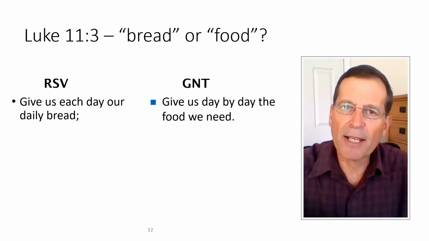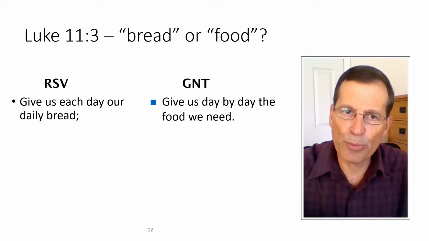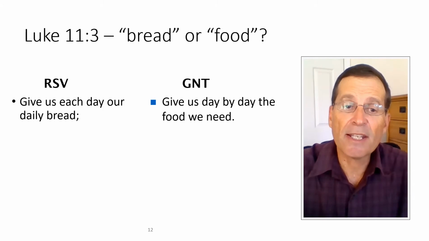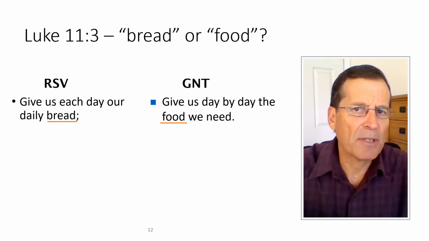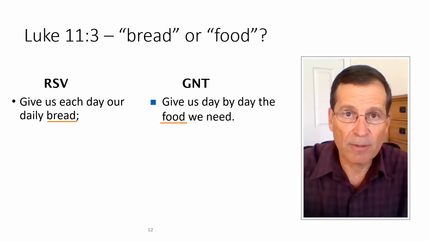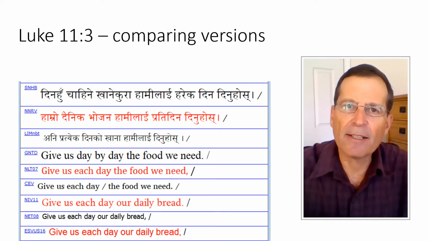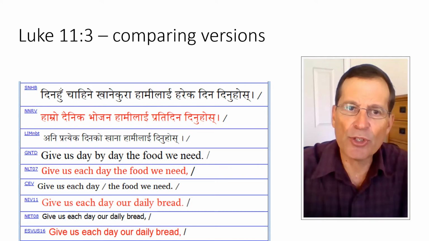Let's go on to the next question we wrote in verse 3. RSV says, give us each day our daily bread. GNT says, give us day by day the food we need. So that is a difference in meaning, and which will we use in our translation? Once again, let's compare this issue in various versions.